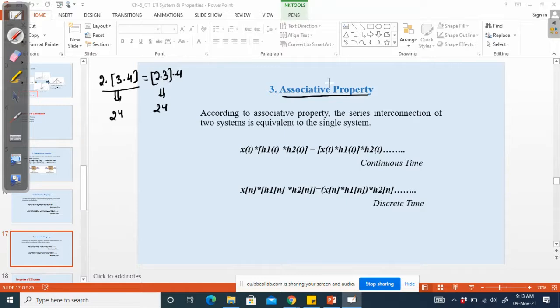So convolution follows associative property, just like x(t) convolution h1(t) convolution h2(t). So first these two are associated, then we can associate x(t) convolution h1(t). Okay, this is for continuous time LTI system, and this is for discrete time LTI system.